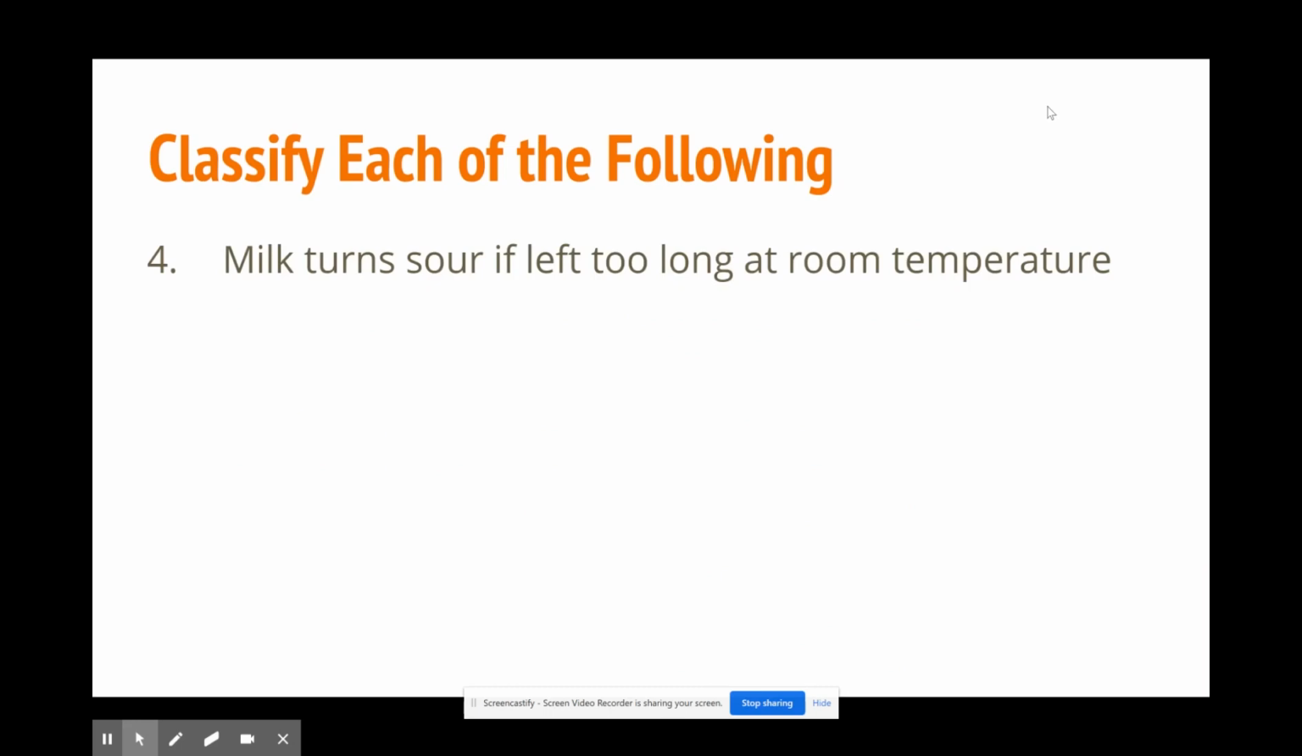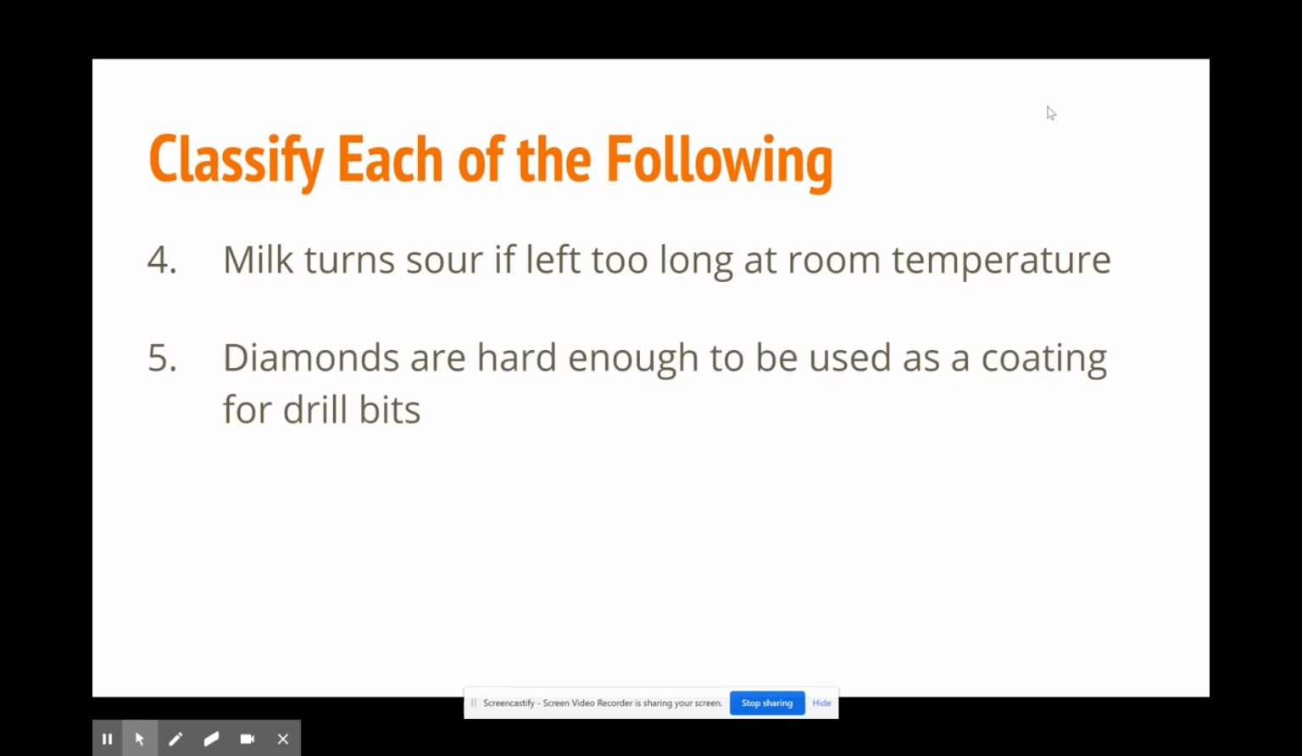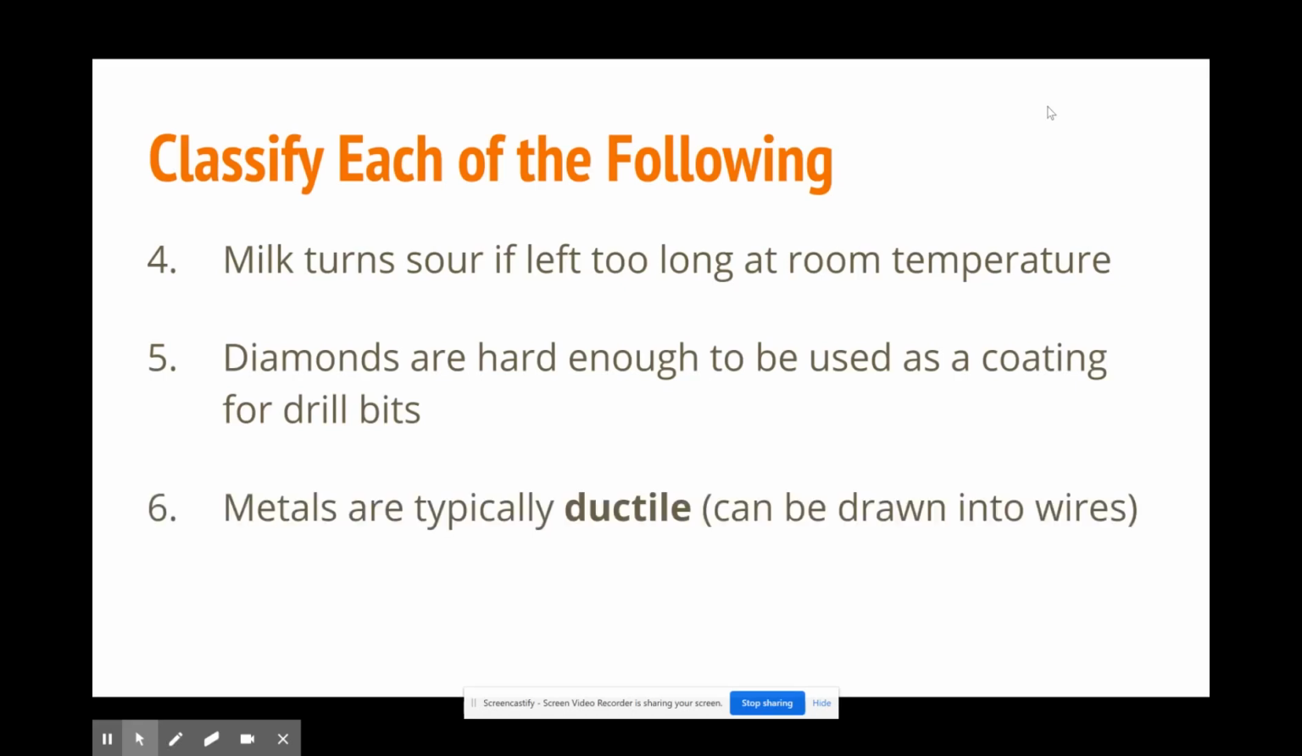Milk turning sour if it is left out too long. Diamonds are hard enough to be used as coatings. And metals being ductile, meaning that they can be turned into a wire. They can be bent and drawn into wire. Pause now and write down what you think, chemical or physical.